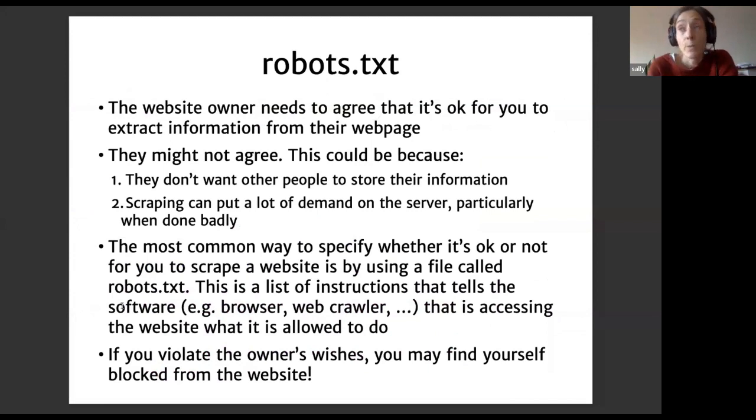One of the reasons that we said we might not use web scraping is if there's a file called robots.txt. When you use this method, the website owner has to say that it's okay for you to use it. Some people don't like you to do web scraping, either because they don't want other people to use that information. They've made it available, but they don't want people to store it.